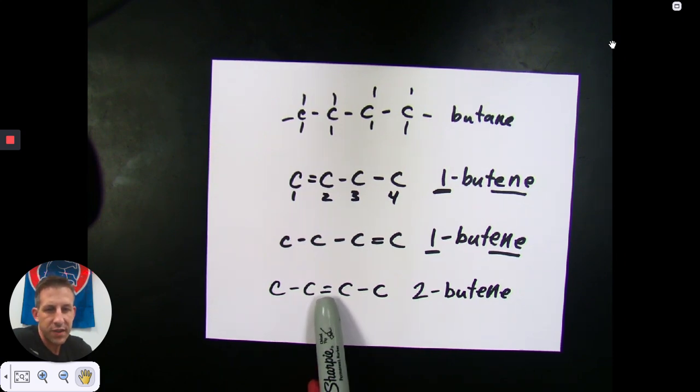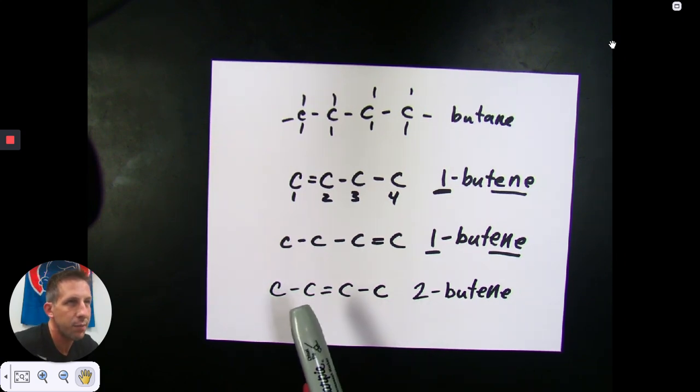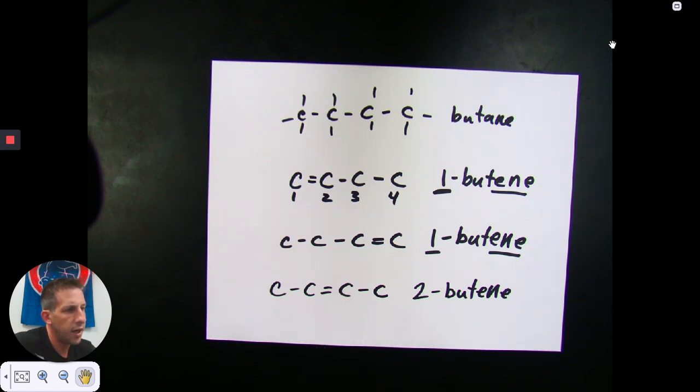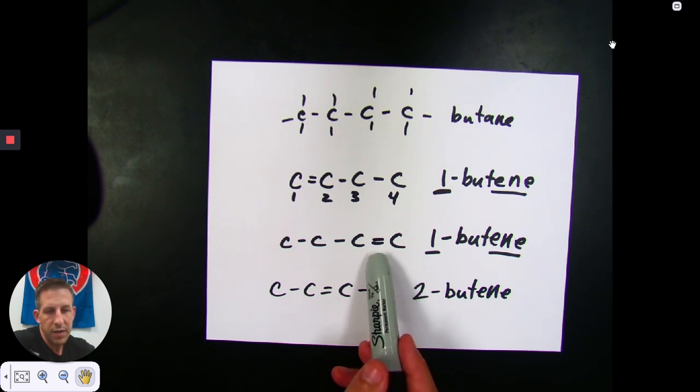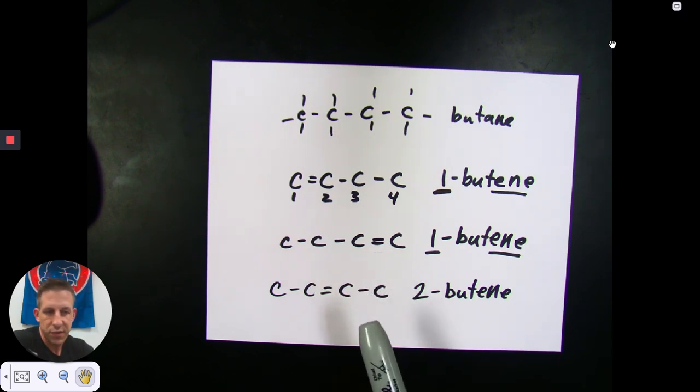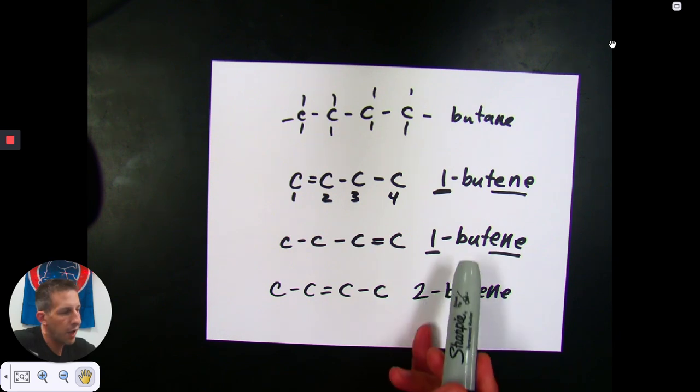You think to yourself, okay, it's got the exact same formula. It's C4H8 or something like that, C4H6 or something. I'm not going to go through and do the math right now. Yes, C4H8. But in this case, the double bond is right here, and in this case, the double bond is right here. That small, subtle difference is going to change the physical properties of 2-butene as compared to 1-butene.